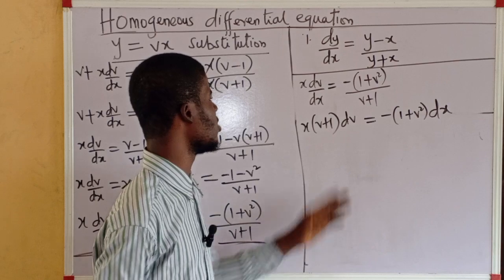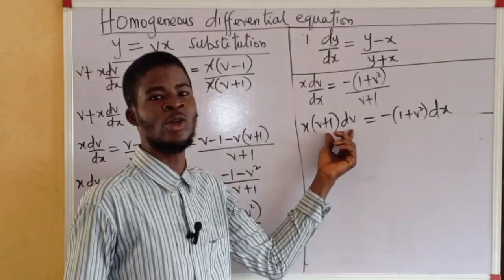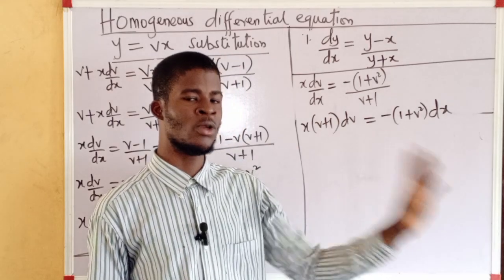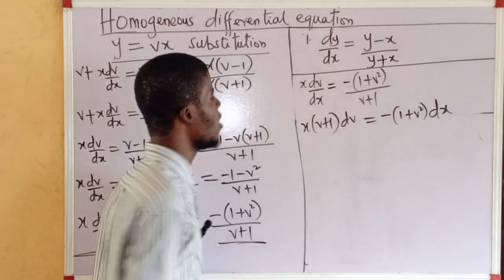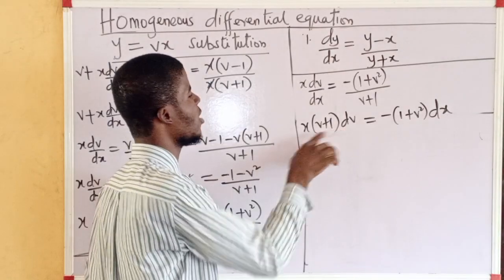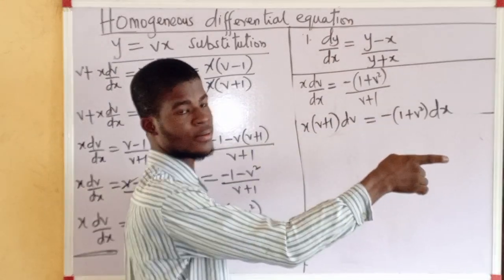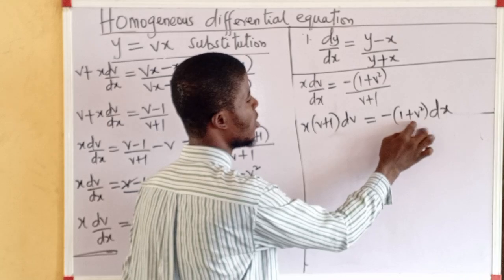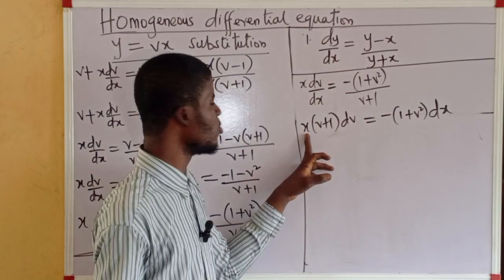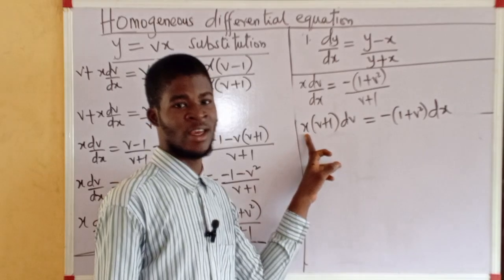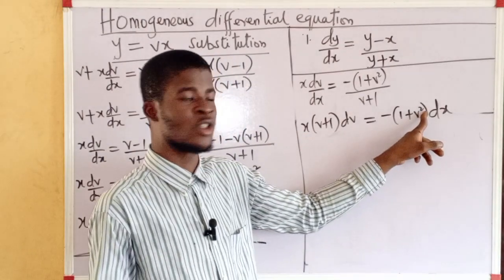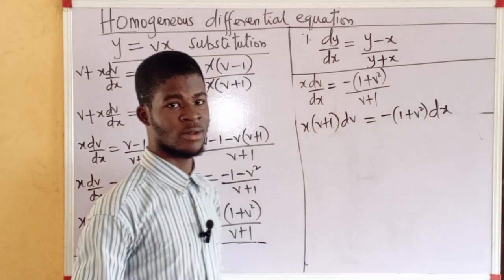What we are doing is the terms in v and dv should be alone on one side, and the terms in x and dx should be alone on the other side. So if that's the target, it means that if we are leaving the v and dv on the left hand side, we are going to take x to the right hand side. And of course, this particular term here will come to the left hand side. To remove x from here, we are going to divide both sides by x. And to remove 1 plus v squared here, we are going to divide both sides by 1 plus v squared. We can leave the minus alone.